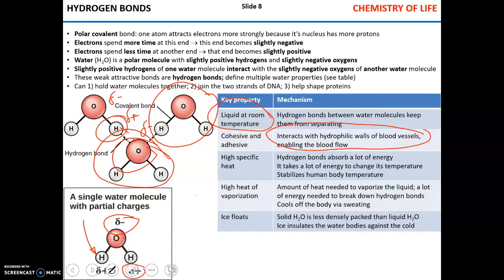Water has a high specific heat, which is very important because it means that it takes a lot of heat to change the water temperature, and that stabilizes the temperature of the human body. It also has a high heat of vaporization, which means it takes a lot of heat to evaporate water. We need a lot of heat to break down these hydrogen bonds, which means we can effectively cool our bodies by sweating the water out.